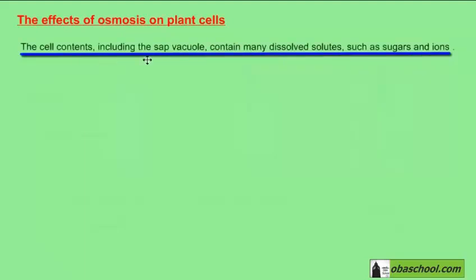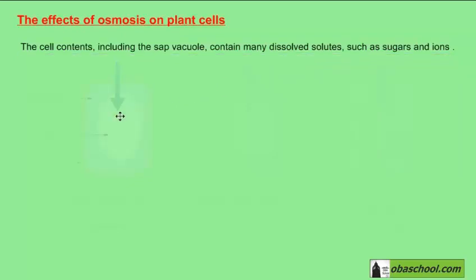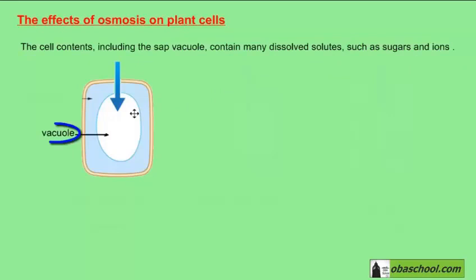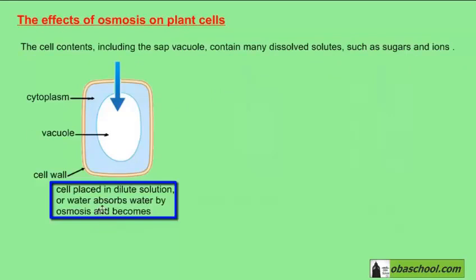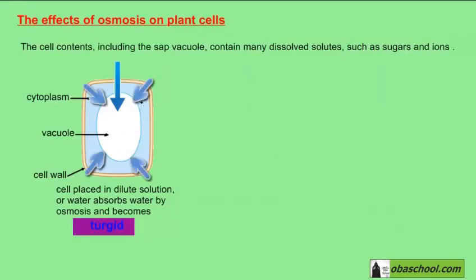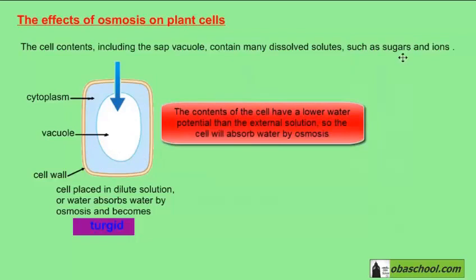The cell contents, including the sap vacuole, contain many dissolved solutes, such as sugars and ions. If we place the cell in a dilute solution, water will be absorbed by the plant by osmosis, and the cell becomes turgid. The contents of the cell will have lower water potential than the external solution, because the external solution is more dilute than the cell itself. So the cell will absorb water by osmosis.